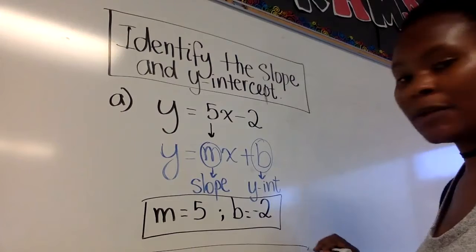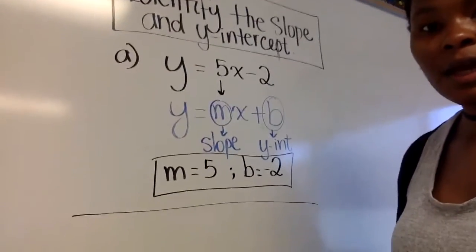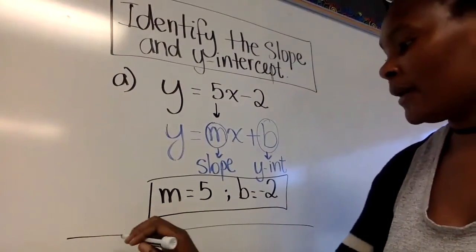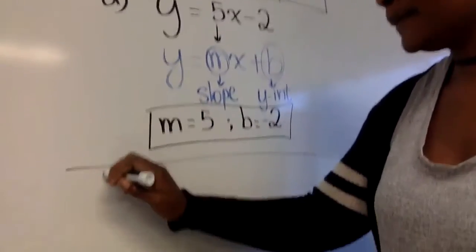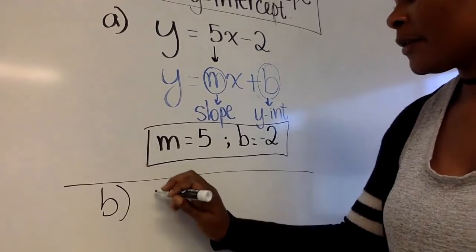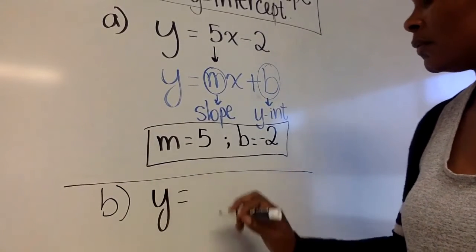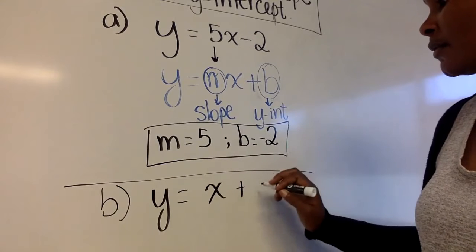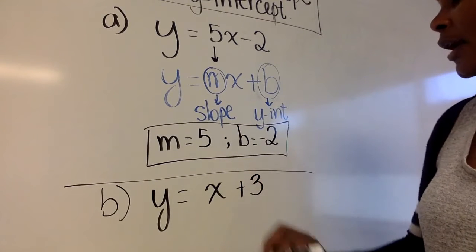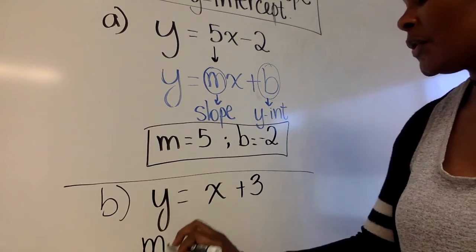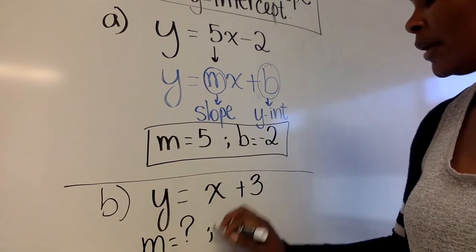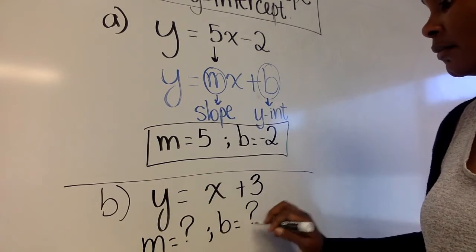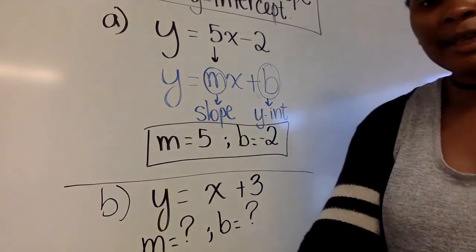Now, let me give you an example for part B. Again, we identify the slope and the y-intercept. I give you the equation y equals, let's say, x plus 3. So again, what is m equal to, and what is b equal to? Stop for a moment and try.